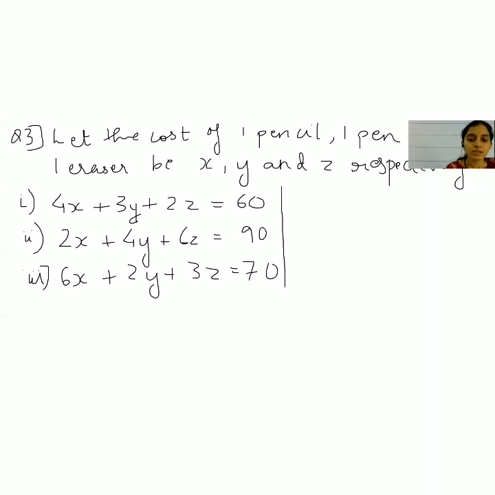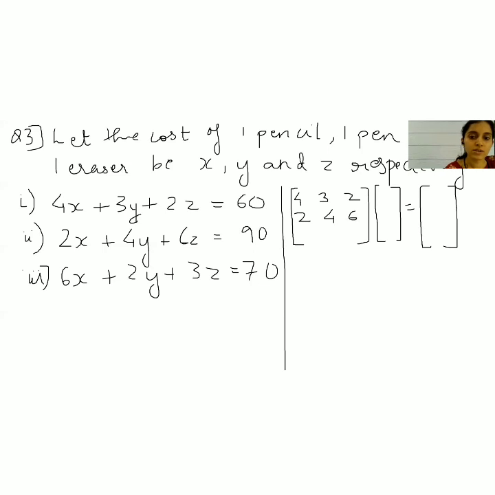Okay. I'll just write the matrix form over here. So matrix form will be to put all the variables in one, your x, y, z in the other, and the last one would be to put the constants. Okay. So let us start with variables. So we have 4, 3, 2. We have 2, 4 and 6, and then we have 6, 2 and 3. Next we have x, y and z, and then we have 60, 90 and 70. Yeah. So this is your matrix form.